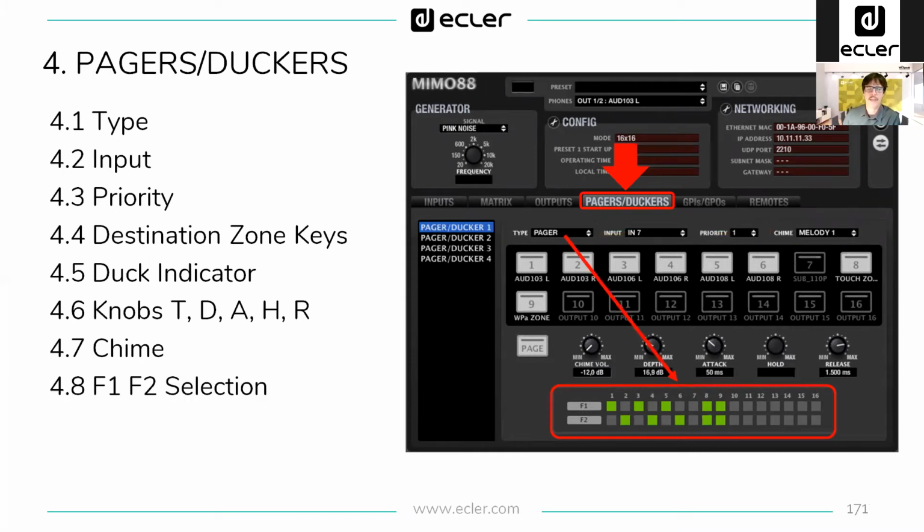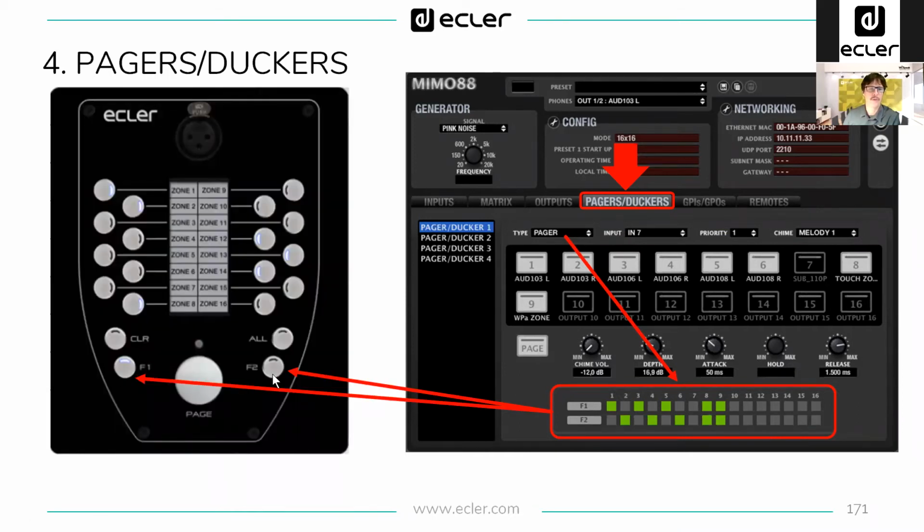We also have a new thing here if we choose pager, which is F1 and F2, which relates to these two buttons here in the paging station. It's just if you want to have one floor with 4 zones and another floor with another 4 zones or whatever, and you want to group them, you can just group them here, and whenever the user pushes this button, the several zones that you have selected here will be activated. You also have all and clear.